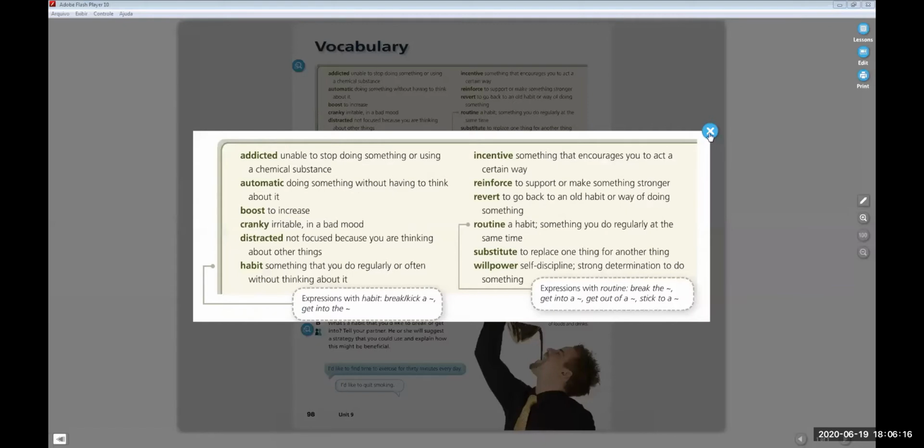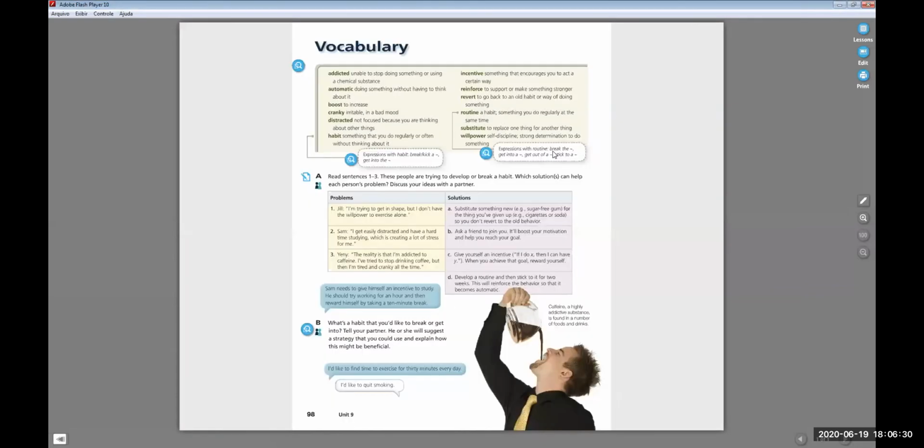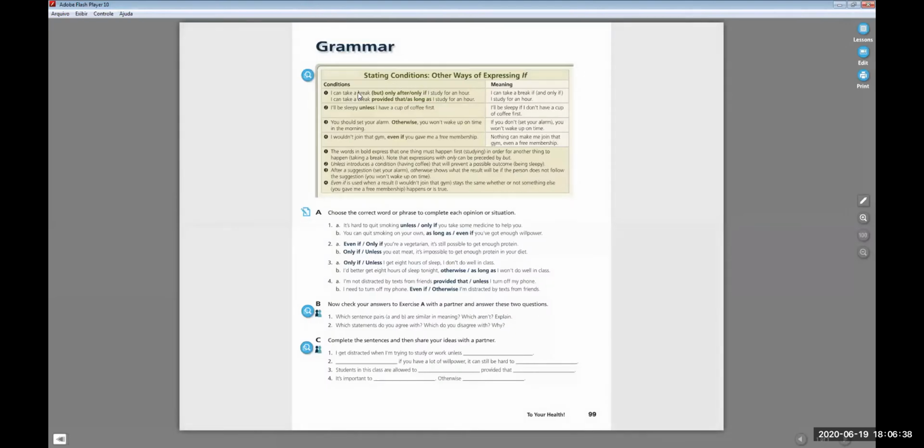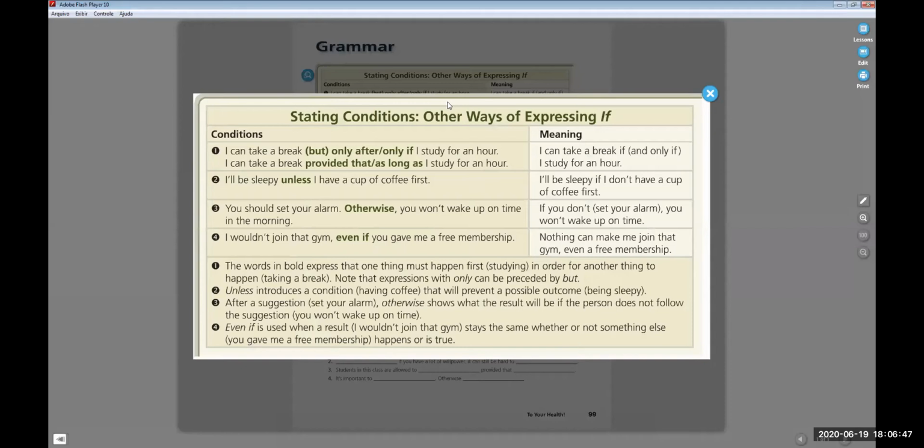Last class, everybody, we discussed this vocabulary. Do you remember these words? Addicted, automatic, boost, crank, strategic, habit, incentive, reinforce, revert, routine, substitute, and willpower. I asked you to do one homework, and today we're going to page number 99, talking about stating conditions. All right, everybody, so let's start. Stating conditions: other ways of expressing "if." Conditions to the left, meaning to the right.